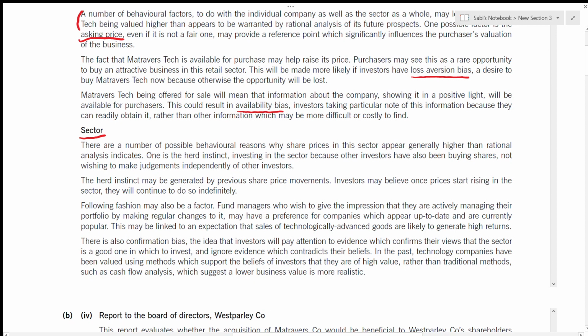By the way, all this theory part, availability bias, loss aversion bias, asking price, all this knowledge part is taken from the textbook only. There is nothing new. So if you are in doubt where this information is taken from, it is taken from the textbook. That's why going through the theory part from your textbook is very important. It's necessary for you to write theory for marks.